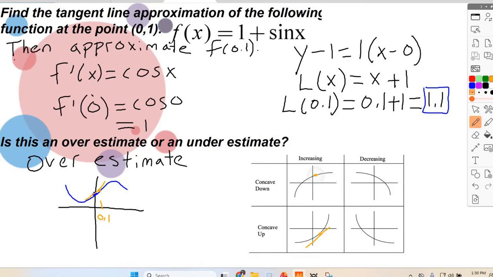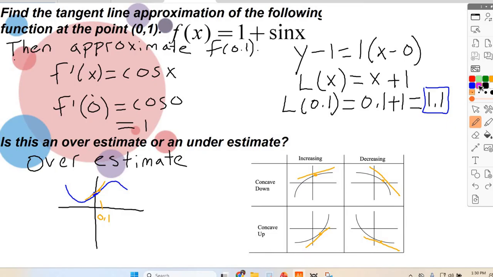Underestimate. Here we're concave down and increasing. We said that was an overestimate. Now let's look at, so if I'm concave down and I am decreasing, is that still an overestimate? Yeah. And if I'm concave up and decreasing, is that still an underestimate? Yes. So it is just based upon concavity.